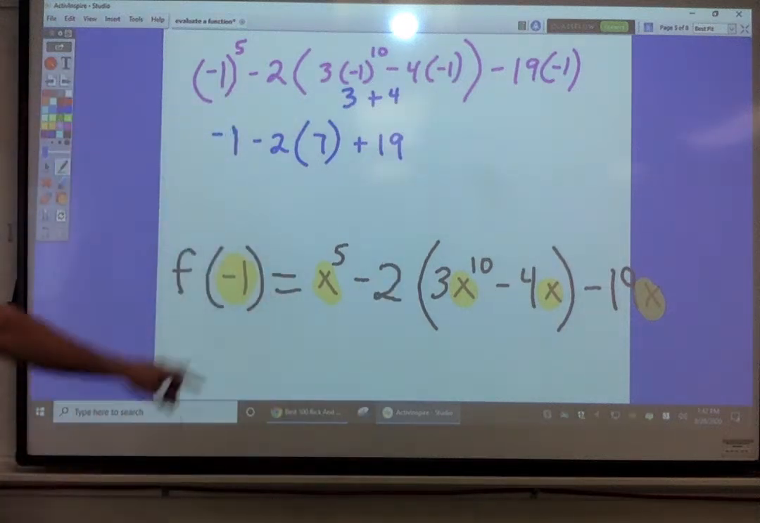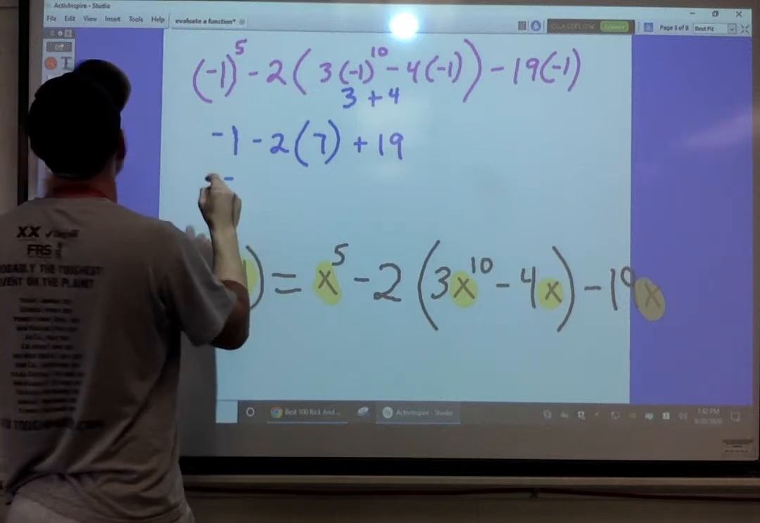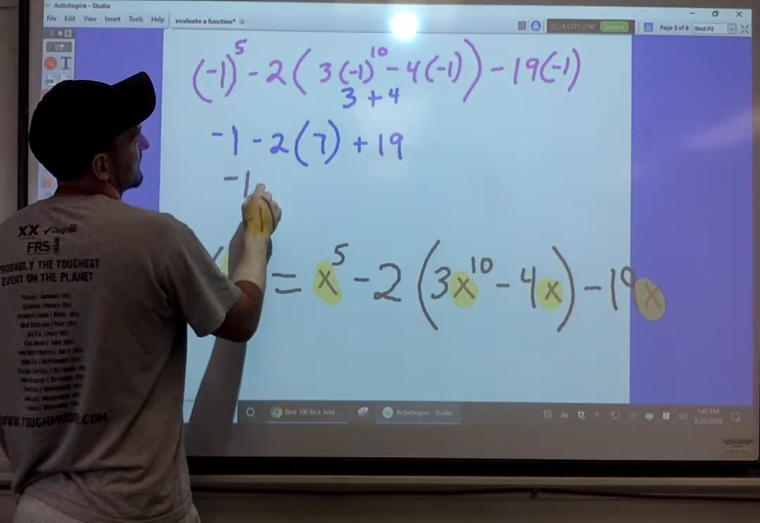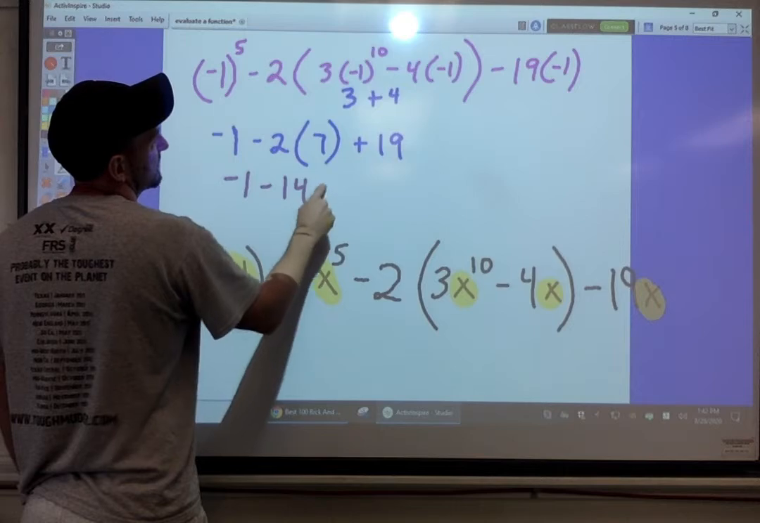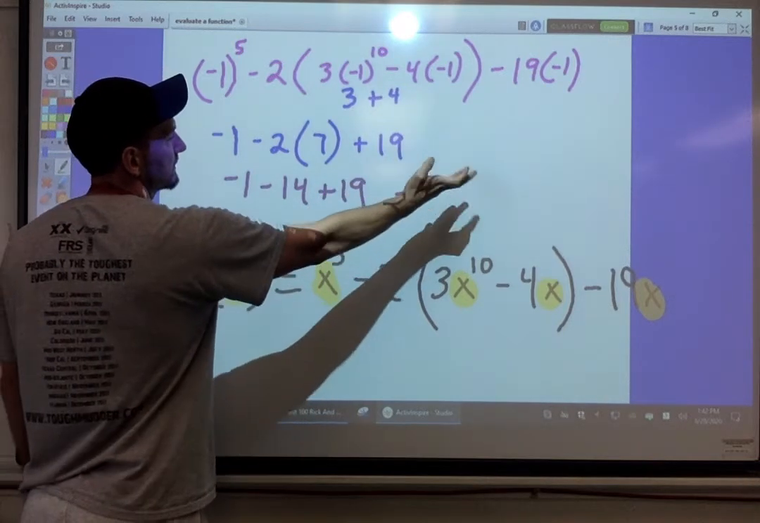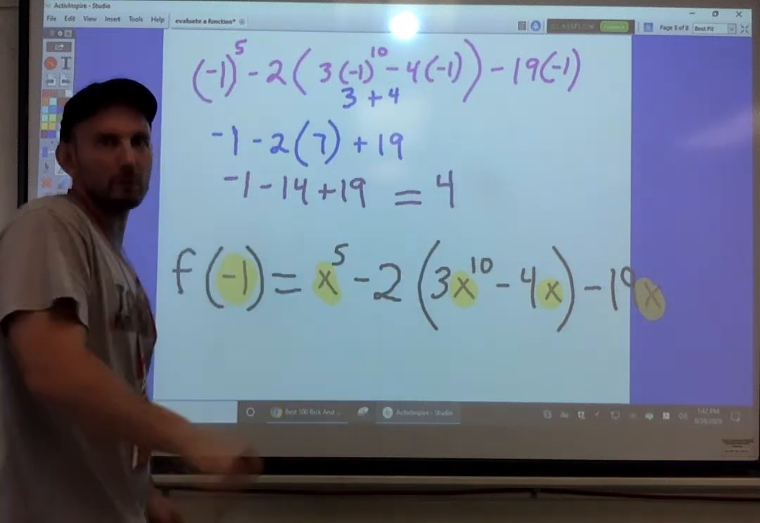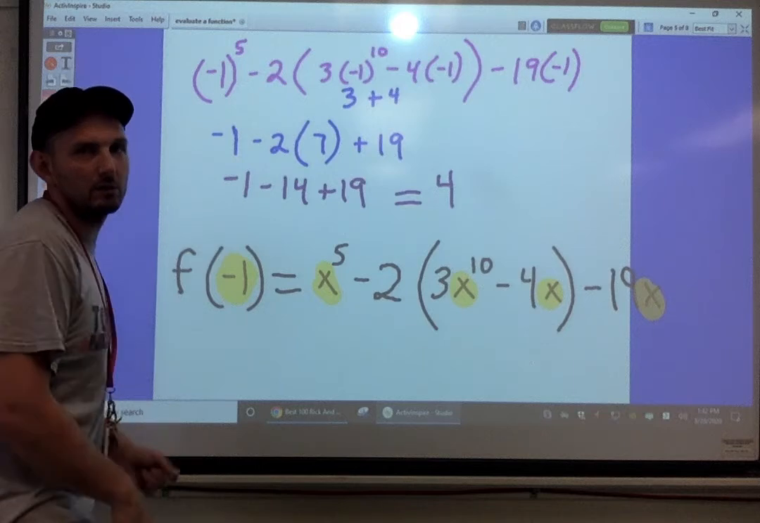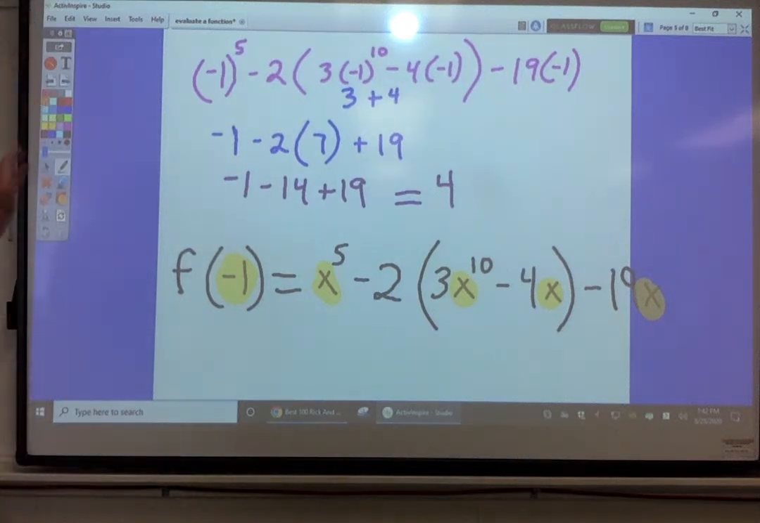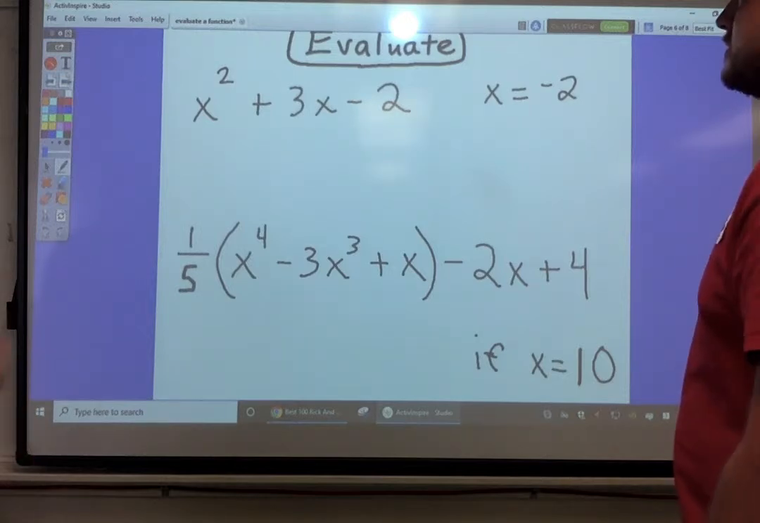So now we multiply here in the middle before we do any other stuff. So -1, we're following our order of operations. Minus 14 plus 19 will get us 4. Not cinco, but quattro. That problem's done. Moving on.